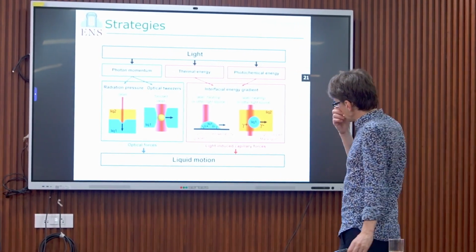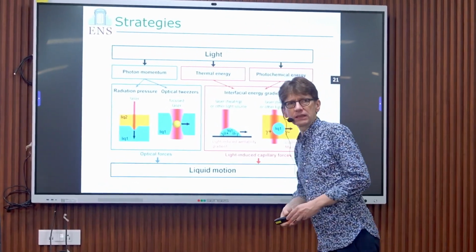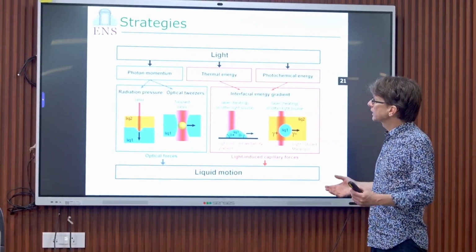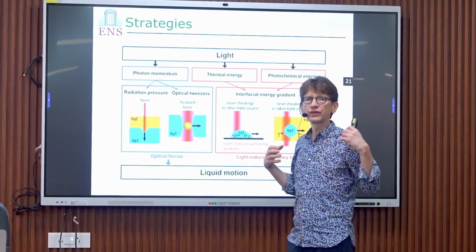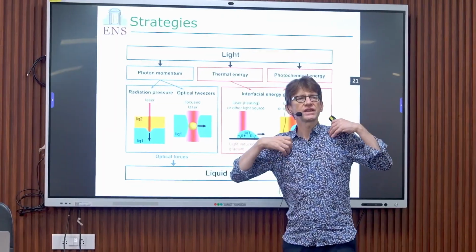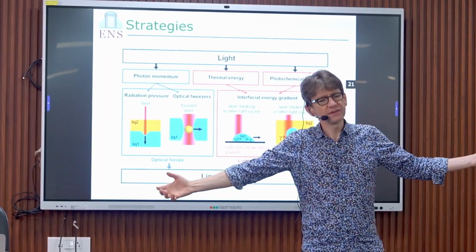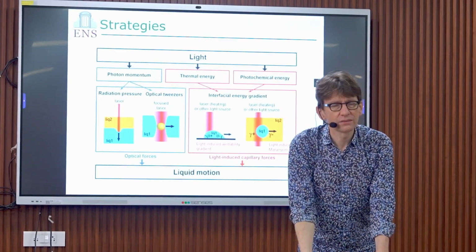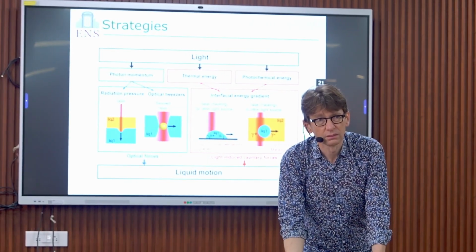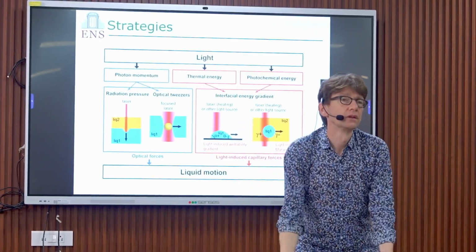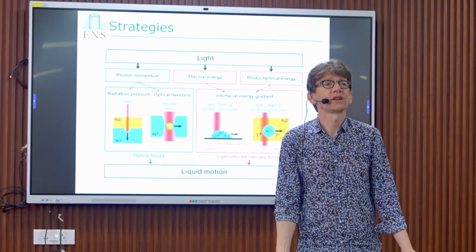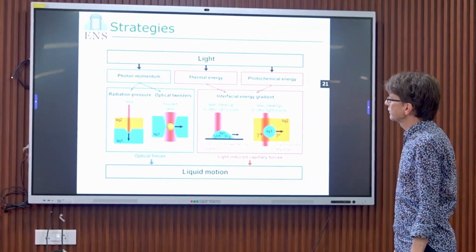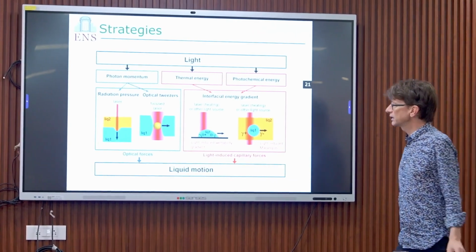The first thing we can think of is that light is made of photons, and these photons have momentum, okay? So if they arrive on a surface, they will hit the surface and apply a force. They have momentum. So when the photons arrive on the liquid surface, they will hit the surface and they can deform it.